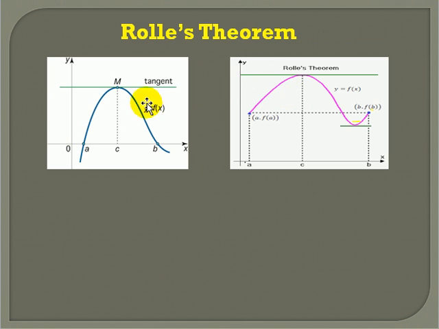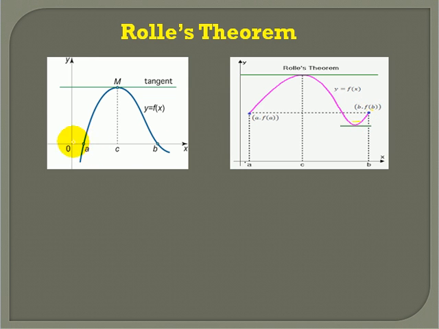Look at these two curves. You will find both the curves are continuous. If we take the closed interval from A to B, then the curve is not breaking anywhere and we find it to be a continuous curve, whether we take this example or this example. So both the curves are continuous in the closed interval A to B. They are even differentiable in the open interval AB.